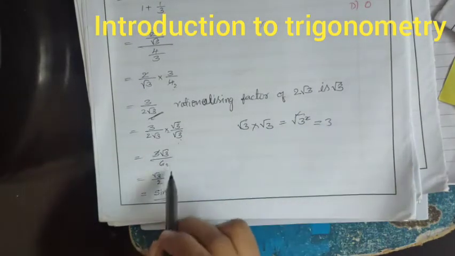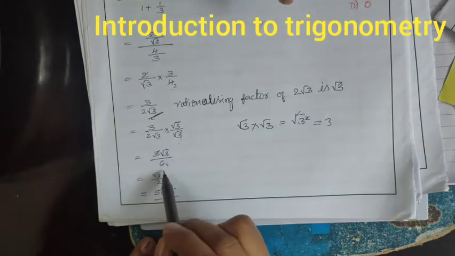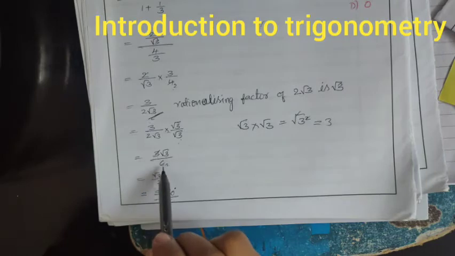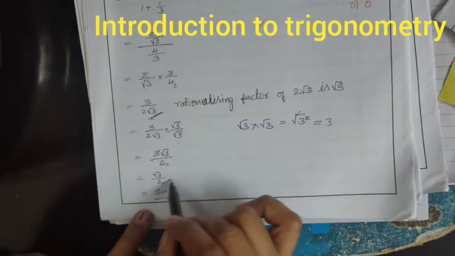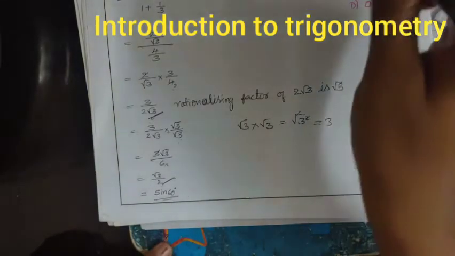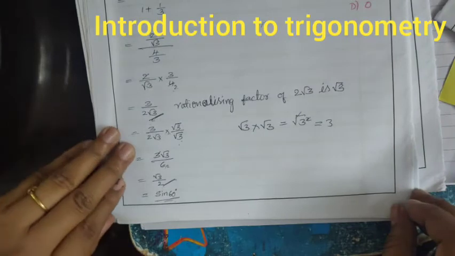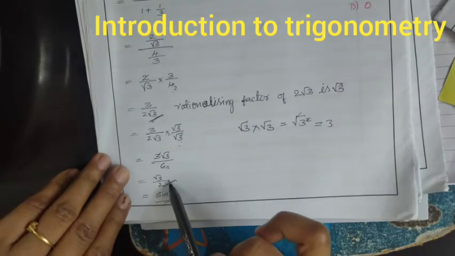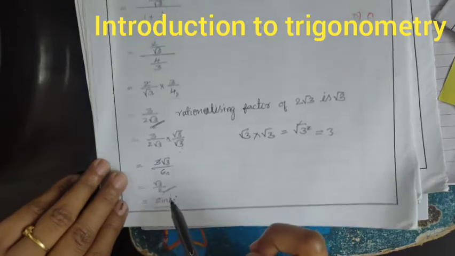So the answer is 3. So write this 3 into 2 is 6. So now we can divide 3 by 6, we get 2. So the final answer will be root 3 by 2. So now check among these 4, which one is the correct answer? The answer will be root 3 by 2. So you can check it.